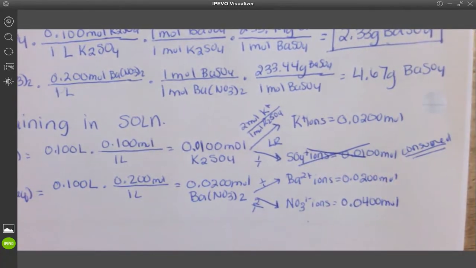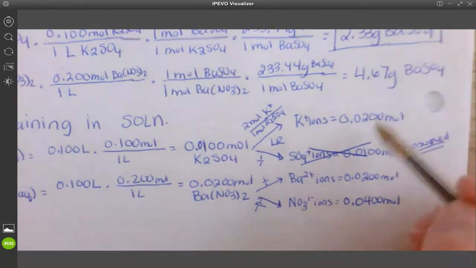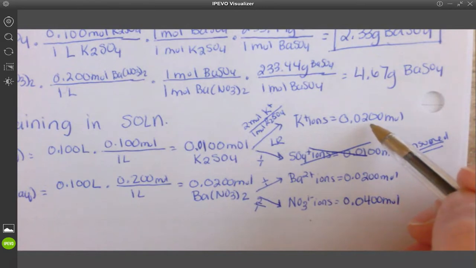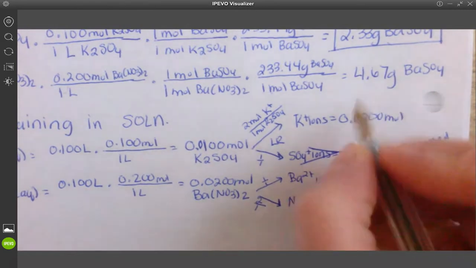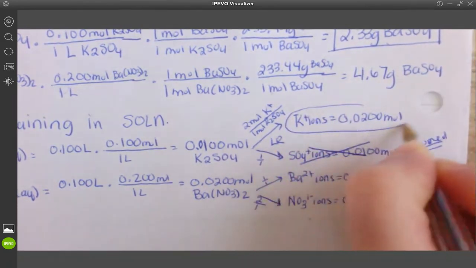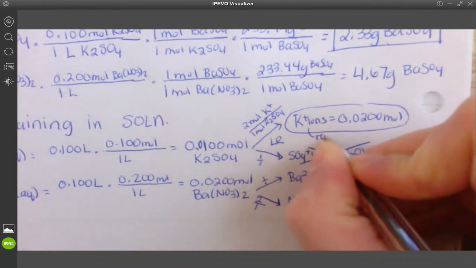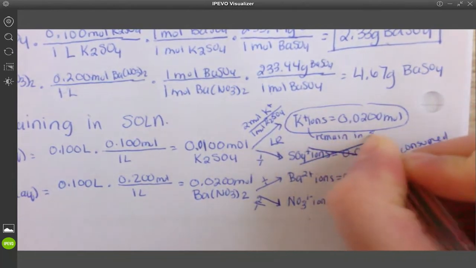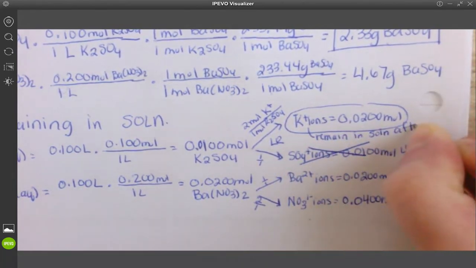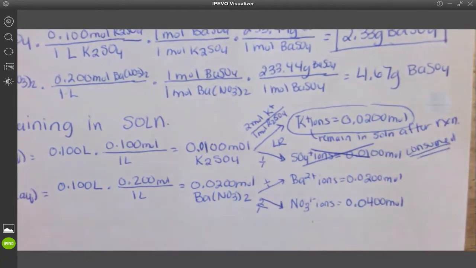So those aren't in there anymore. However, these spectator ions remain in solution after the reaction.